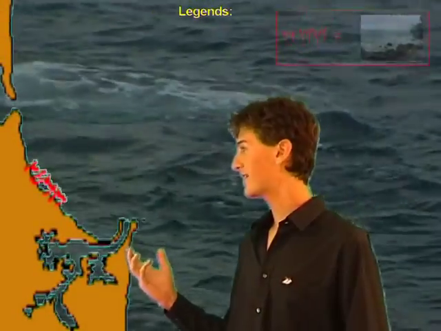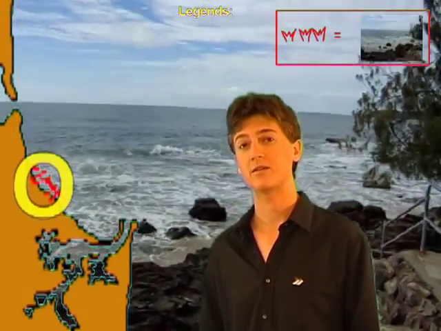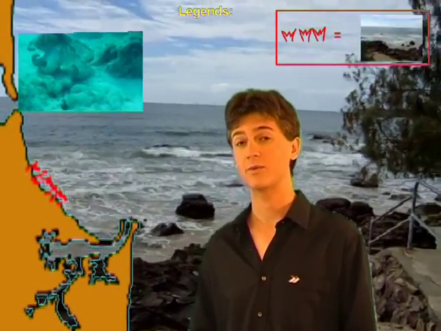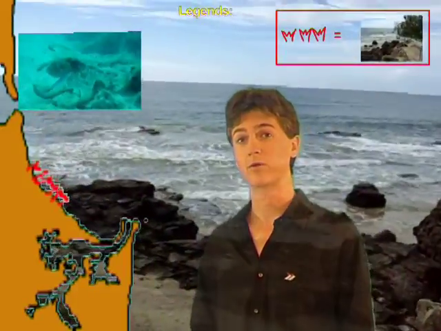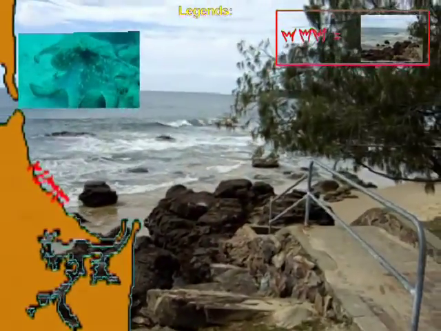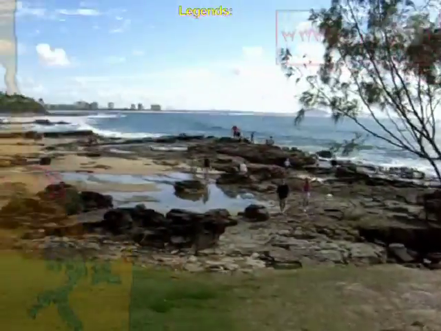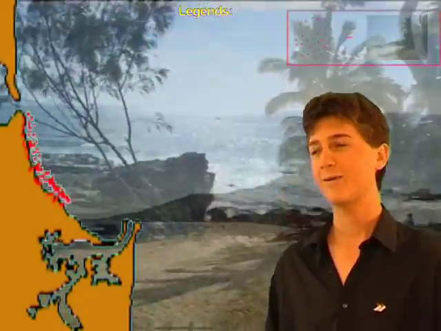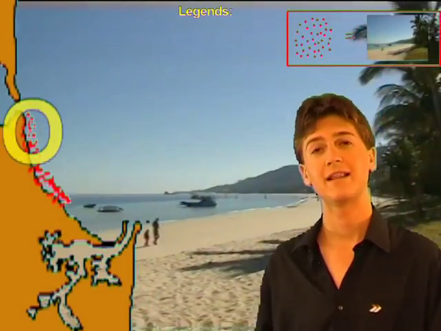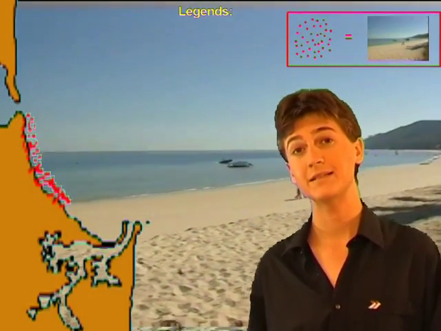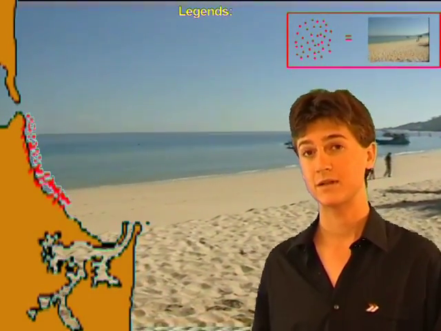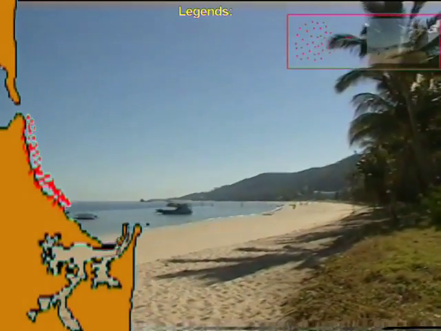This is a rocky headland. These provide shelter for many small animals, such as a blue-ringed octopus in their rock pools. Here we have some foreshore sand. This is habitat to pippies, ghost crabs, beach worms, and other bottom-dwelling organisms.